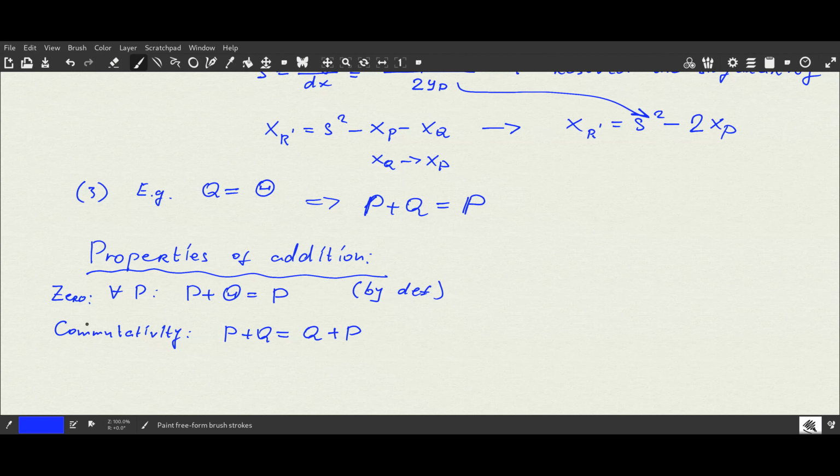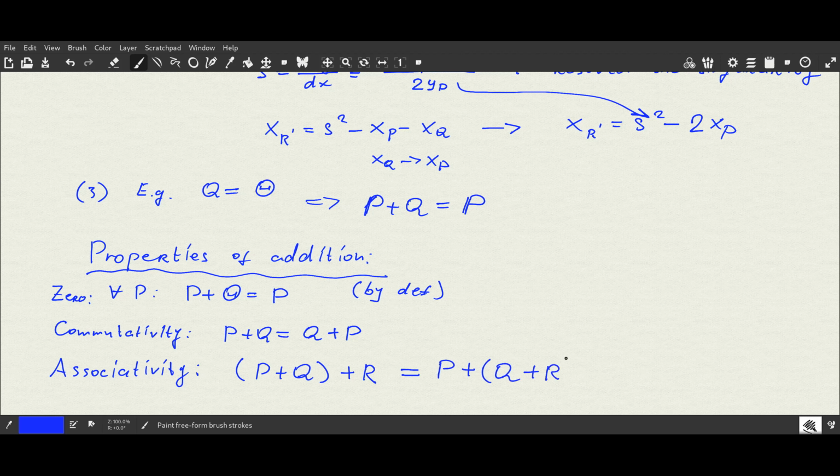There is something more, which is required in order to prove actually that it is a group: addition must be associative. So basically, if we have P plus Q plus R that way, this must be equal to P plus Q plus R the other way. And this is quite non-trivial.